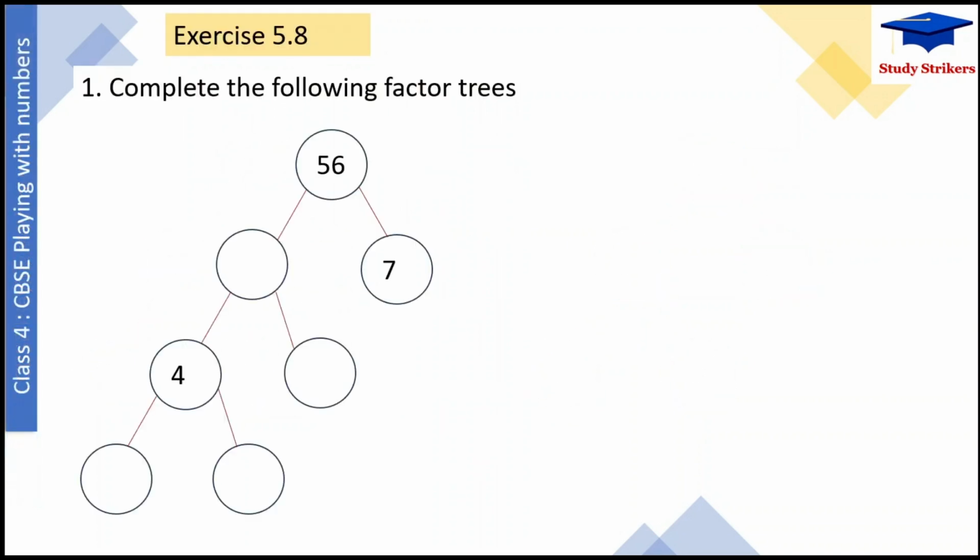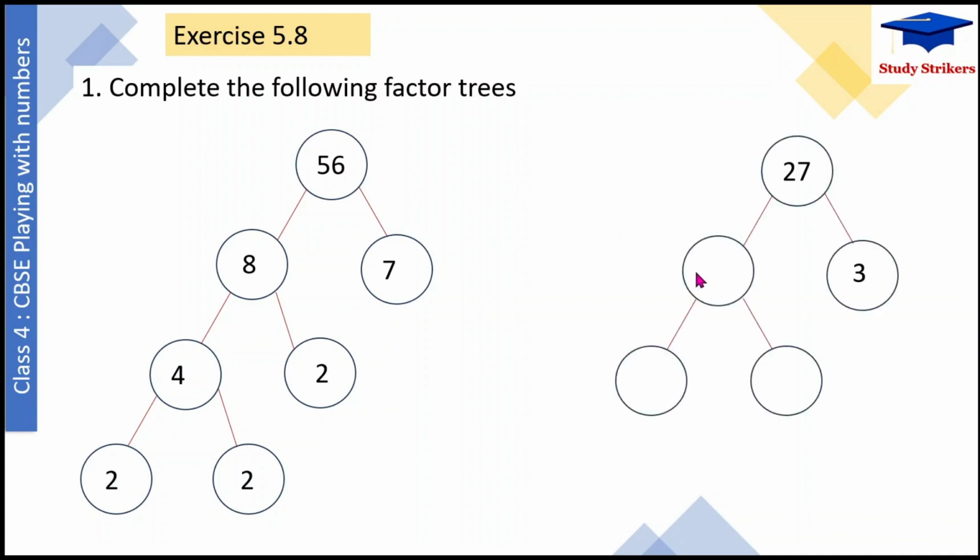So we got here 56. One of the factors of 56 is 7. If we divide 56 by 7, we will get 8. For 8 we got here 4. The other factor of 8 will be 2. And for 4 the factors are 2 and 2. Okay, let's complete the next factor tree.